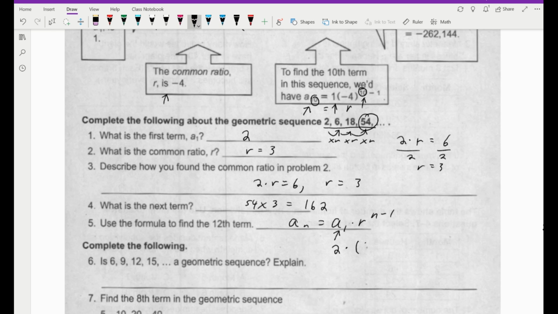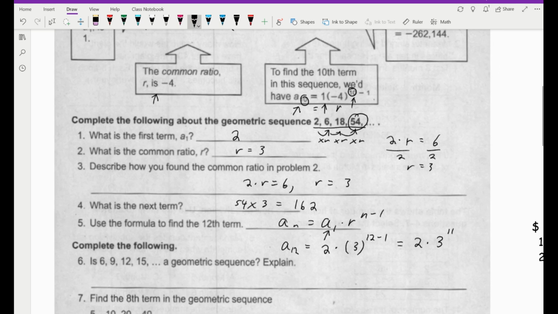Each time the common ratio is going to be 3. And I use a parentheses because we're going to raise it. We're trying to find the 12th term. So it's going to be 2 times 3, and the 3 will be raised to the 12 minus 1. So we'll do 2 times 3 to the 11th.